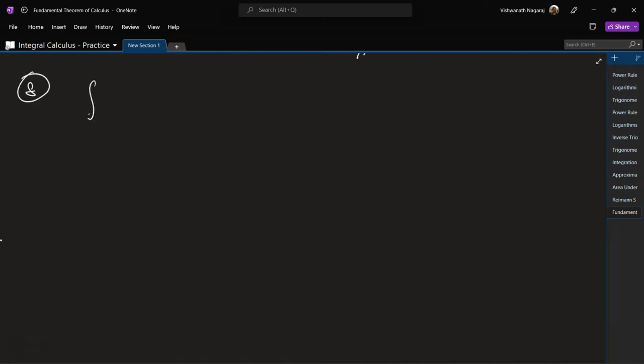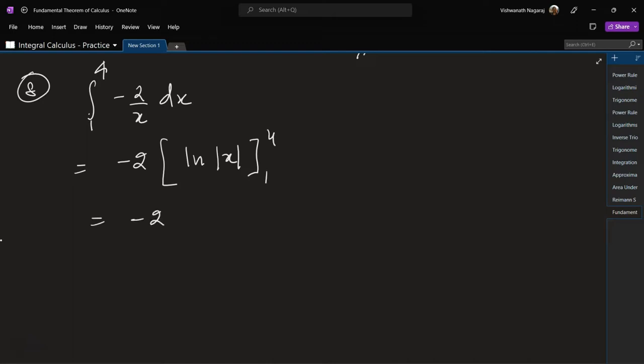Okay, 8th one, integral from 1 to 4 of minus 2 by x dx. So this would be equal to, we can take minus 2 out, and the integral of 1 by x would be natural log of absolute value of x from 1 to 4, which gives us minus 2 times natural log of 4 minus natural log of 1.